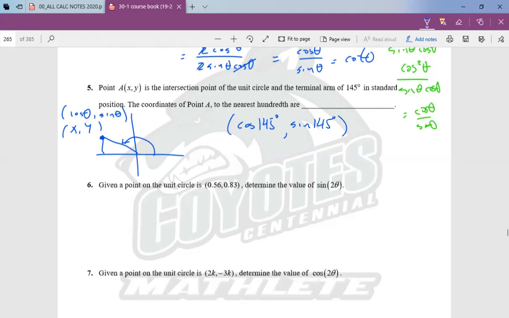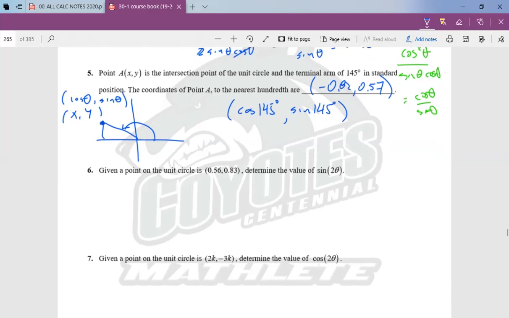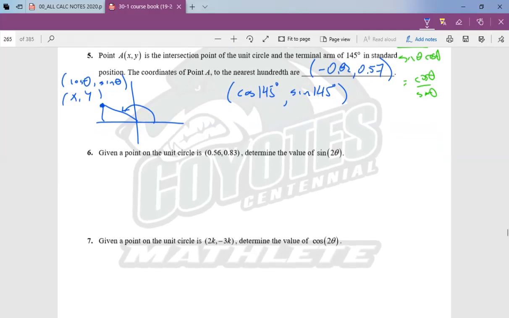And therefore, we push those into our calculator. I believe you get negative 0.82 for cosine. You get positive 0.57 for sine. That should make some sense, the fact that we certainly are in quadrant 2, so our x should be negative, our y should be positive, and that's it.